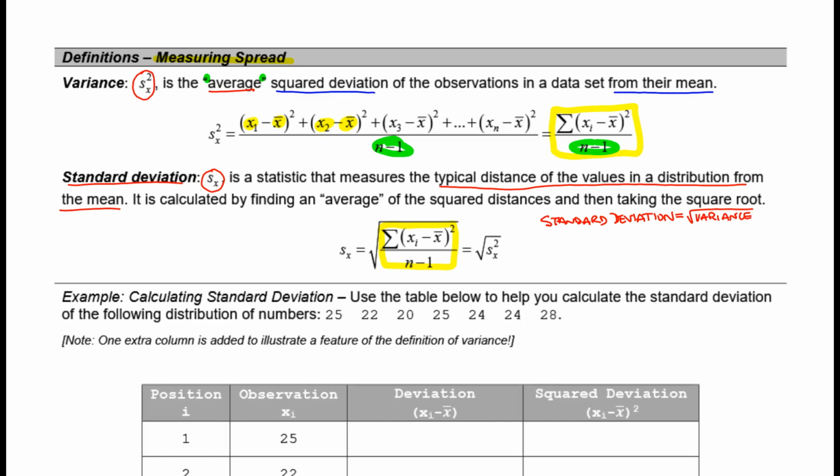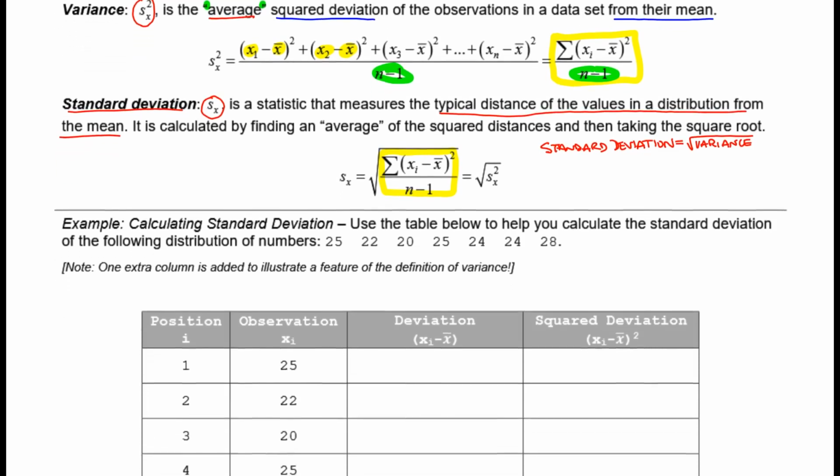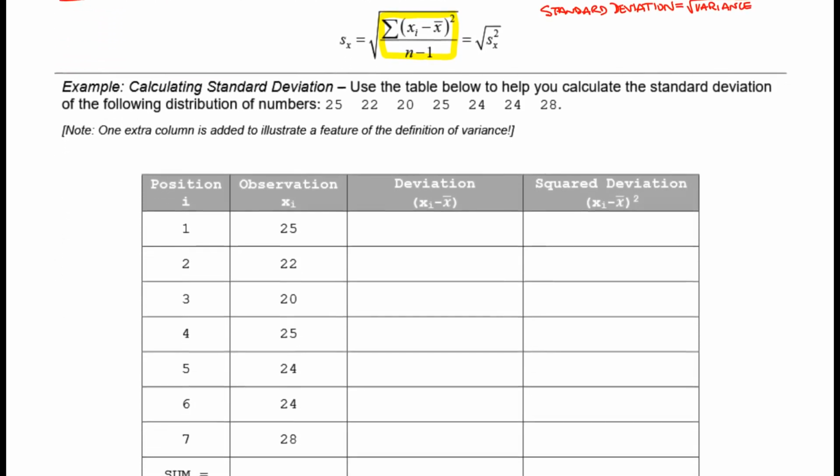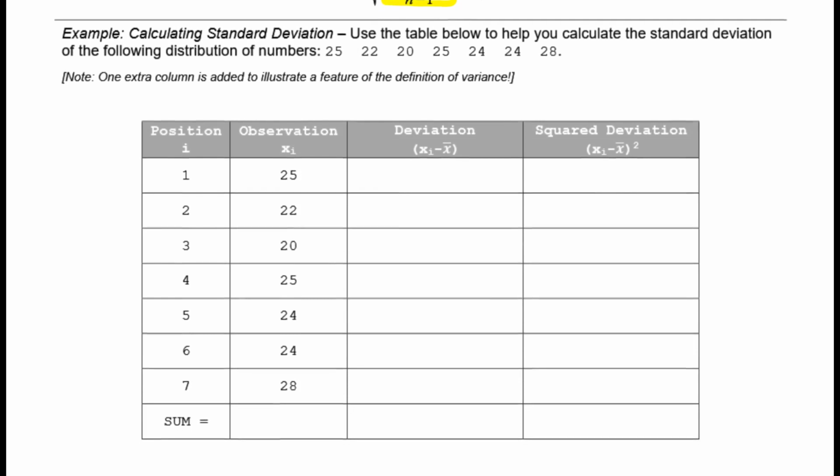Okay, so let's calculate a standard deviation, and this will be the first and only time all year long that I ask you to calculate it by hand. I just want you to appreciate how difficult it is to calculate by hand, and then from there on out we'll use the calculator. We're going to use the table below to help us calculate the standard deviation of the following distribution: 25, 22, 20, 25, 24, 24, 28. I've added an extra column in this table to illustrate an important feature of the definition of variance and why we square the deviations rather than just add the deviations. We'll see that in a second.